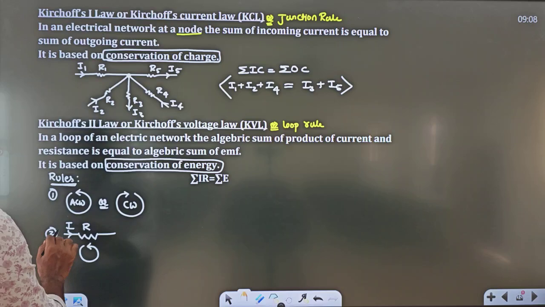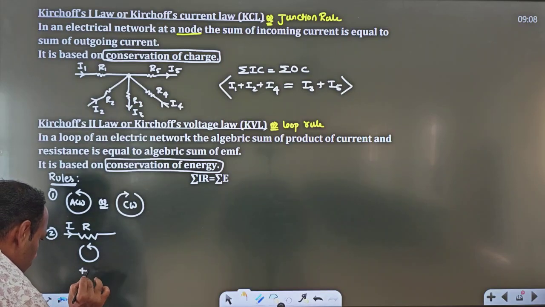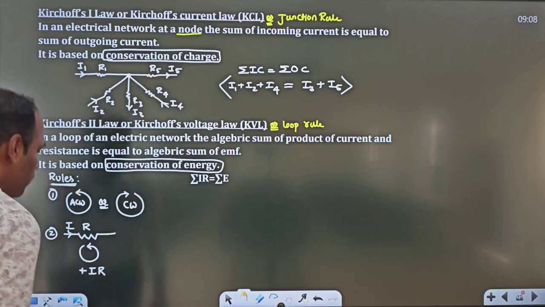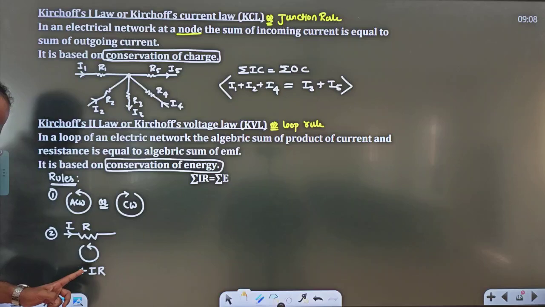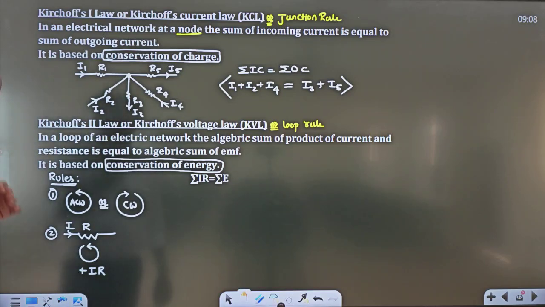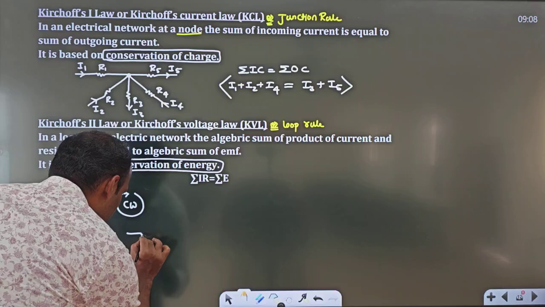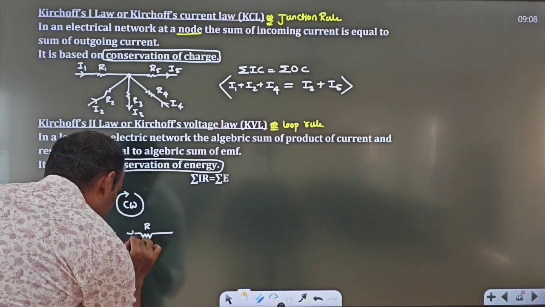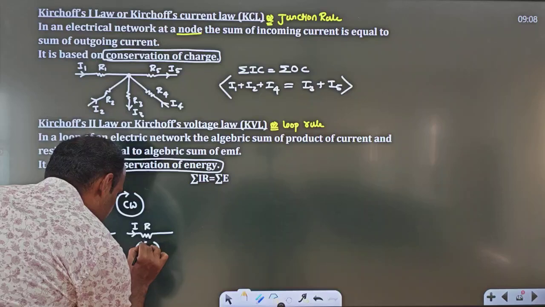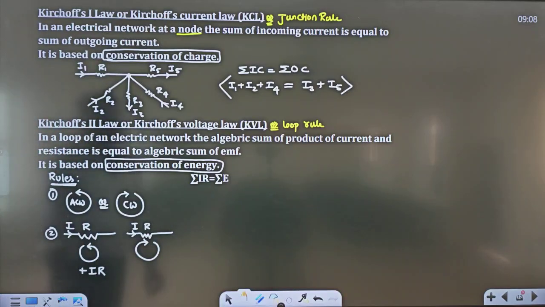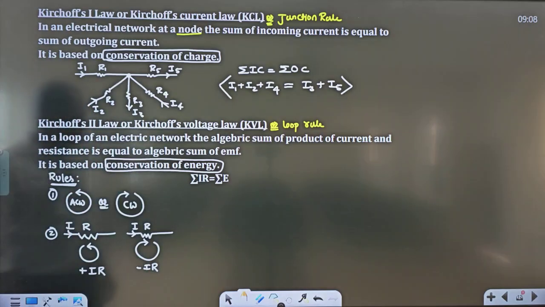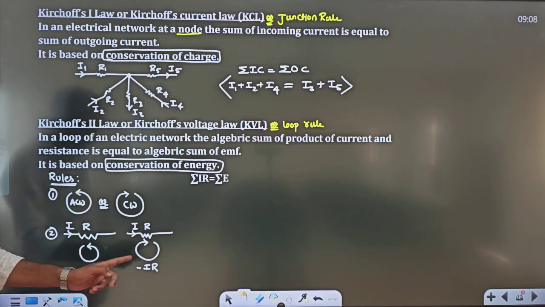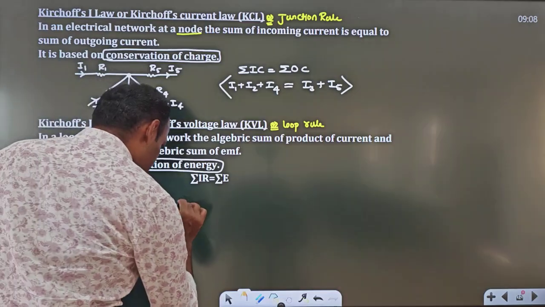Since they both are opposite, if they are opposite in direction, that IR product you have to take as positive. If the current in the branch is opposite to the direction we have taken, you take that IR product as positive. Next, if the current in the branch and the direction we have taken are in the same direction, then the IR product is taken as negative. Opposite directions: plus IR. Same directions: minus IR.